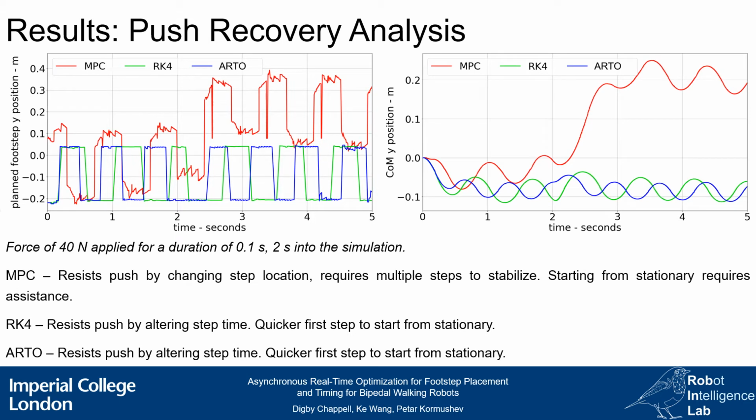As seen, location-only MPC cannot recover from a horizontal push without changing footstep location. This causes the centre of mass to deviate considerably from its original trajectory. The planners that also optimise footstep duration, RK4 and RTO, can both resist the push by altering step duration, causing minimal deviation of the centre of mass trajectory.